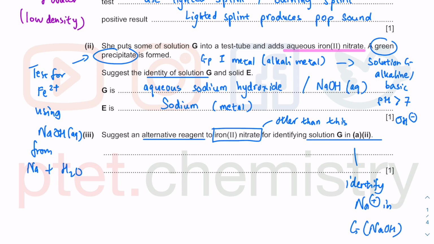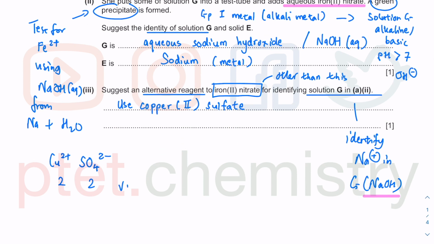Well, we could do many things, right? We have a whole table where we use sodium hydroxide to test for cations. So what we can do is we can use copper(II) sulfate, for instance. Copper(II) sulfate is a blue solution. You have seen it in the practical demonstrations. Cu2 plus, SO4 2 minus, 2 and 2. These are valency. Valency are your combining power.